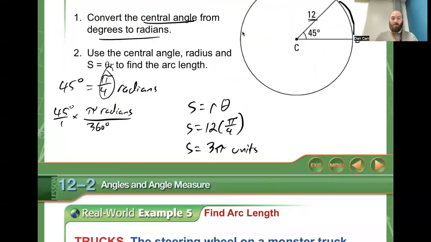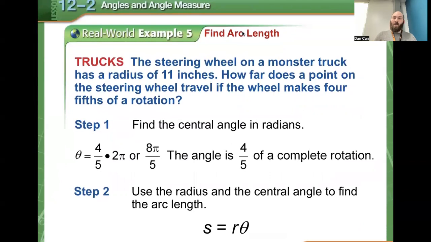Radius times theta. Okay. Steering wheel on a monster truck has a radius of 11 inches. How far does a point on the steering wheel travel if the wheel makes 4/5 of a rotation? So the first thing we want to do is figure out the central angle. Well, if it's 4/5 of a rotation, that is 4/5 of a full circle, which is 2 pi. So we take 4/5 of 2 pi. Multiply that out, we get 8 pi over 5. That is our central angle, the angle that is 4/5 of a complete rotation.